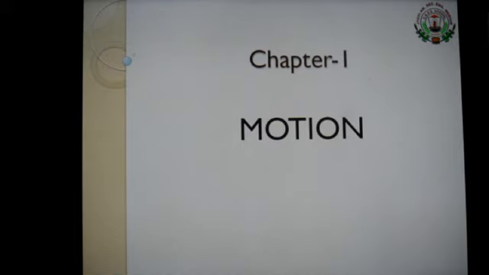Let us continue with the same chapter, motion. In the previous modules we had seen the equations of motion and its derivation. I hope all of you understood the topics. Today we will discuss the graphical representation of motion.